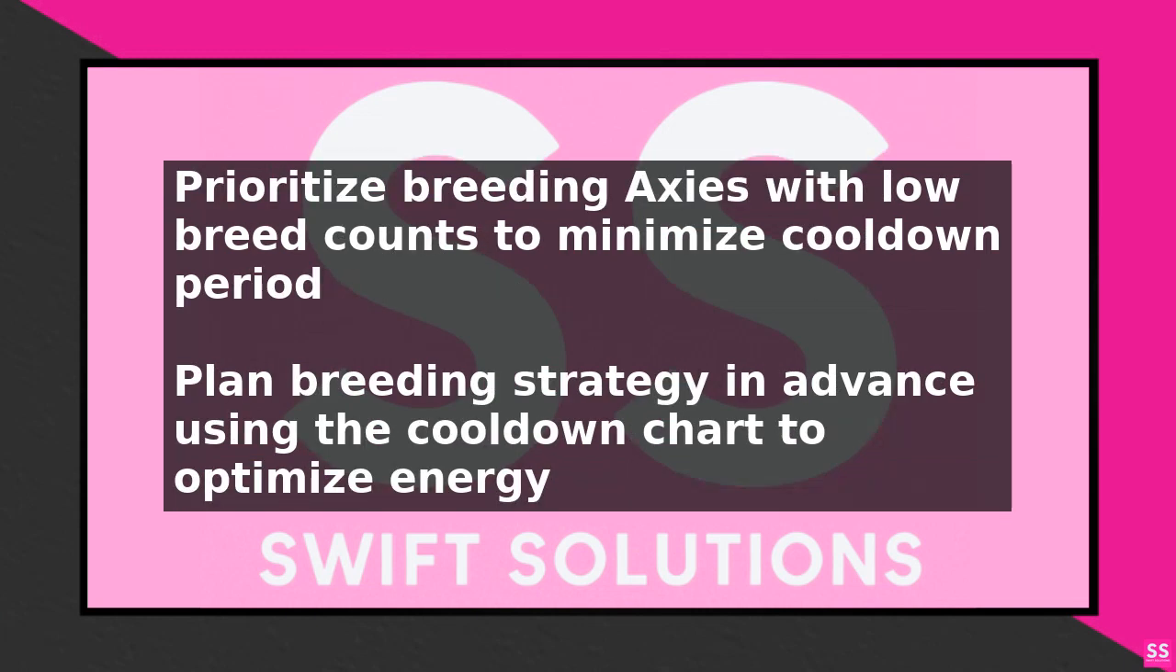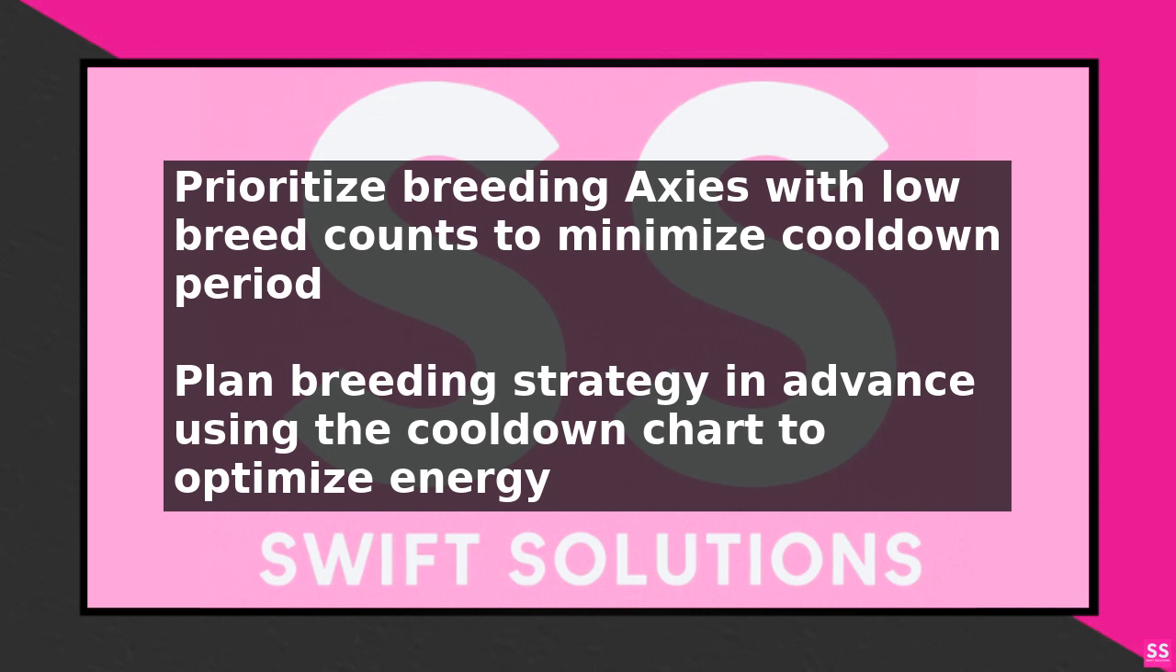First, prioritize breeding Axies with low breed counts to minimize the cooldown period. This strategy allows players to breed more Axies in a shorter period, increasing their chances of getting rare and powerful Axies. Second, plan your breeding strategy in advance using the cooldown chart.